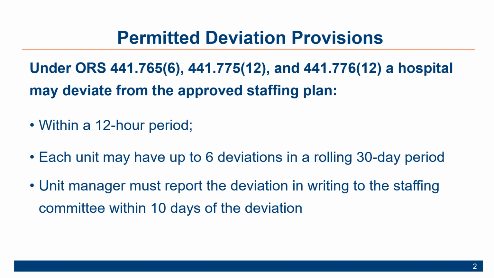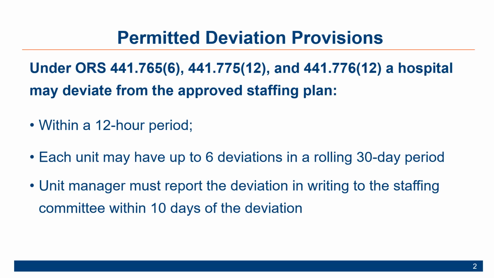In addition, permitted deviations provisions apply to a hospital unit that is required to use the statutory nurse-to-patient ratios in ORS 441-765 because the hospital has yet to adopt a nurse staffing plan for that unit, and the unit is one of the specific unit types listed in ORS 441-765.